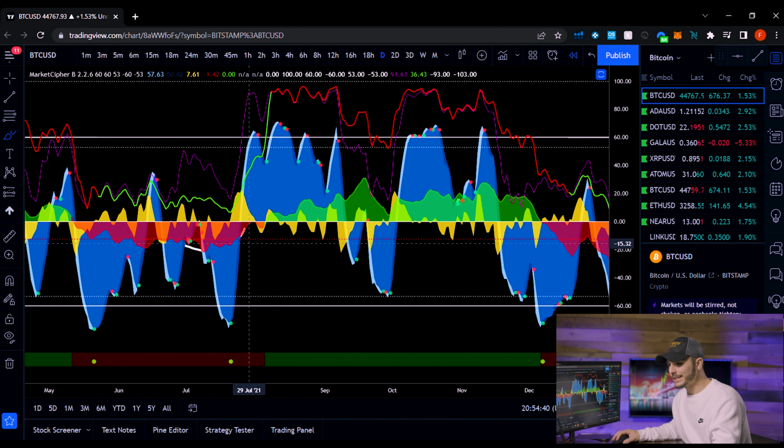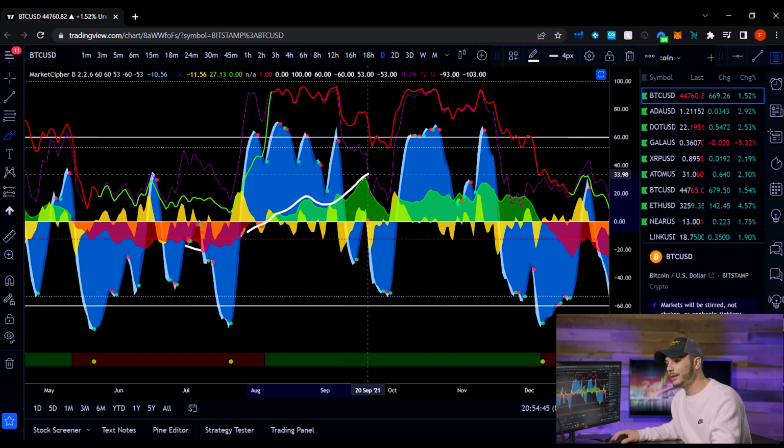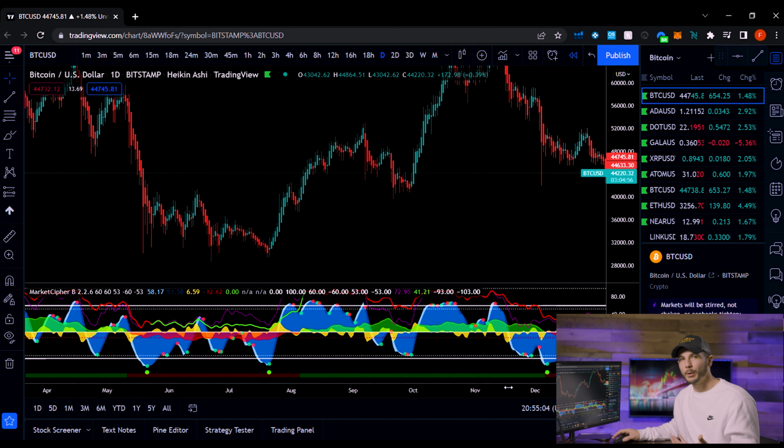So sometimes that's a good place to enter, is right before it crosses over the zero line. And then you can see it crosses into the green and we kind of peaked out on this wave right here and then came back down, eventually came back up a little bit, but then curved back down into the red. Now, if we pull up our chart, you can kind of see how this correlates with price.